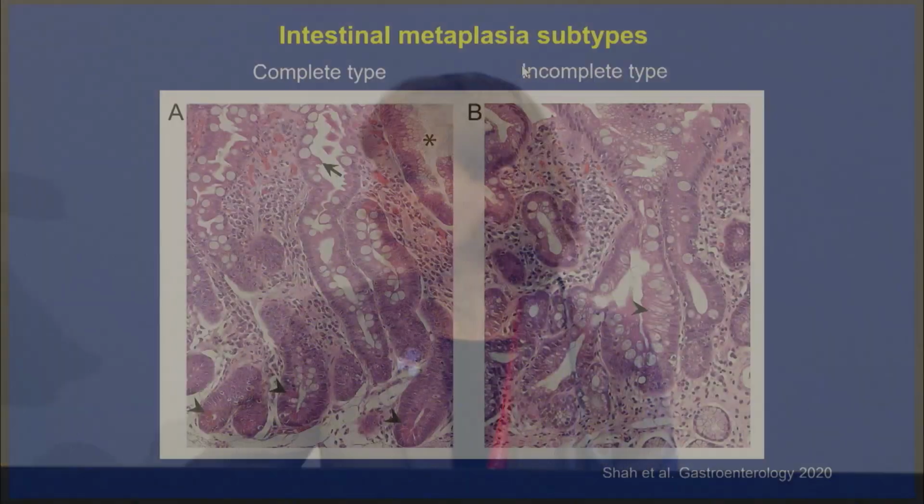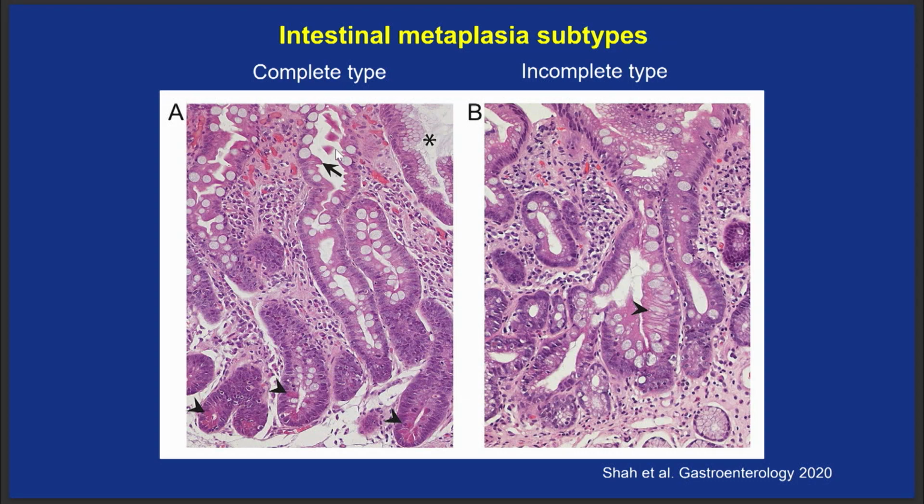These are 2 other examples of complete and incomplete types. In the complete type, as I mentioned before, you can see the same characteristics, but I was showing this lower magnification because there is another characteristic, and it's the architecture of the glands or the crypts. So in the complete type, you can see crypts that are more or less straight or a little curved. But in the incomplete type, sometimes you see this architecture that is very distorted with irregular branching glands like this one.